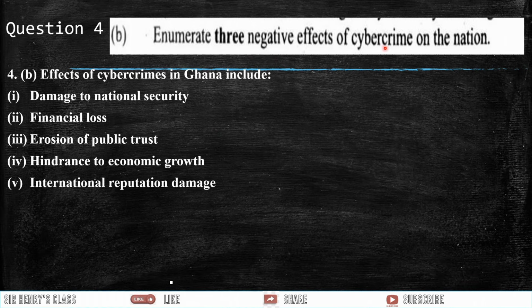4B, enumerate 3 negative effects of cybercrime on the nation. So 1, there is damage to national security. 2, financial loss. 3, erosion of public trust. 4, hindrance to economic growth and reputation damage in the international world.